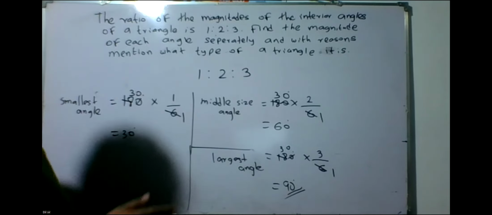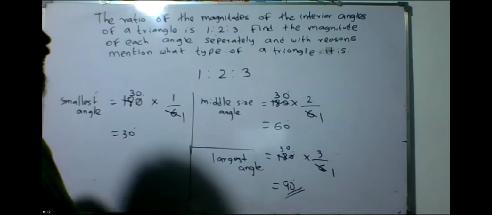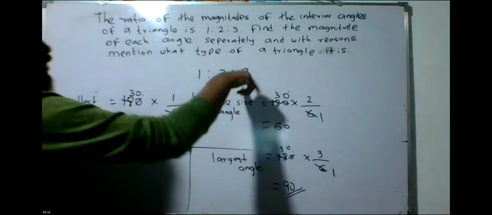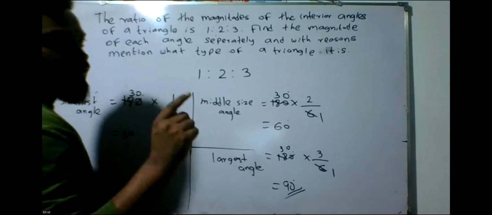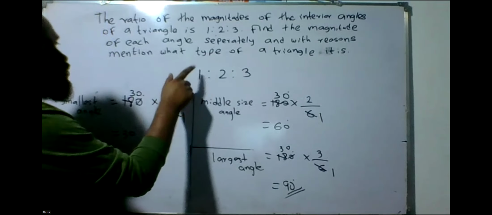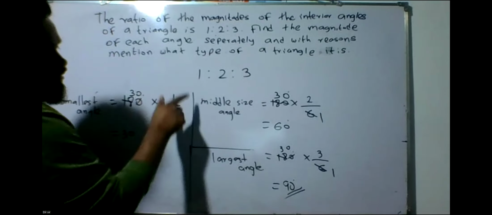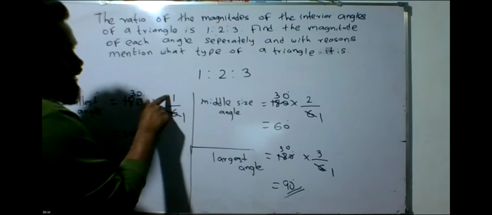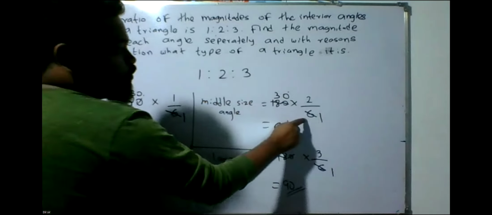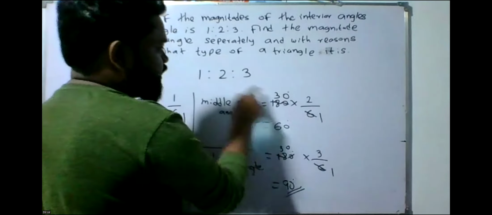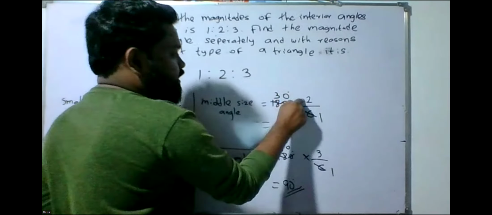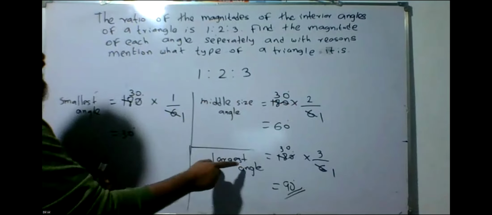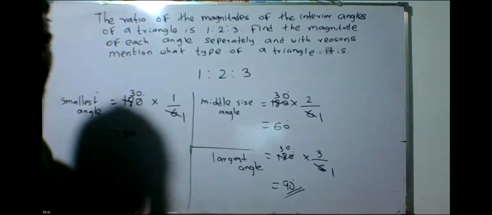Smallest angle, middle size one, largest one. I think you remember this fraction writing method. If you have a ratio, we can represent the angle represented by this one as a fraction of the total, 1 over 6. The sum of these three is the denominator. The considered one is the numerator. Considering 2, it is the angle represented by the middle size angle. Largest, 3 over 6.